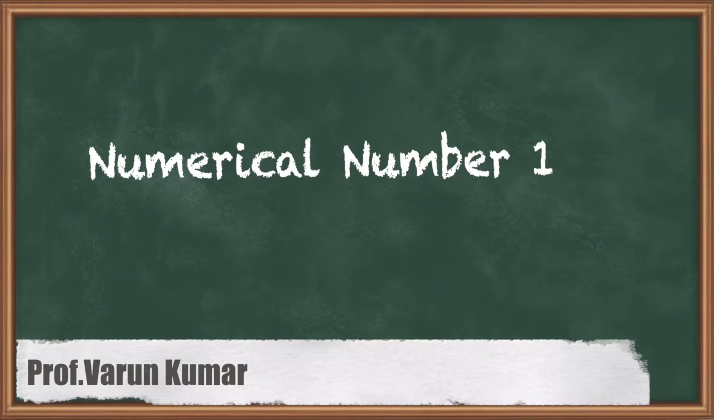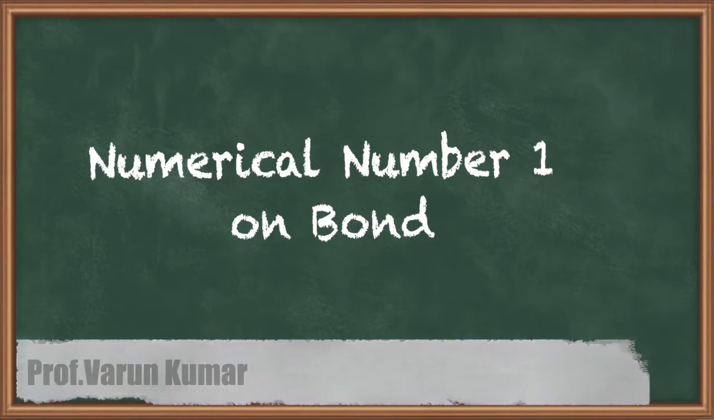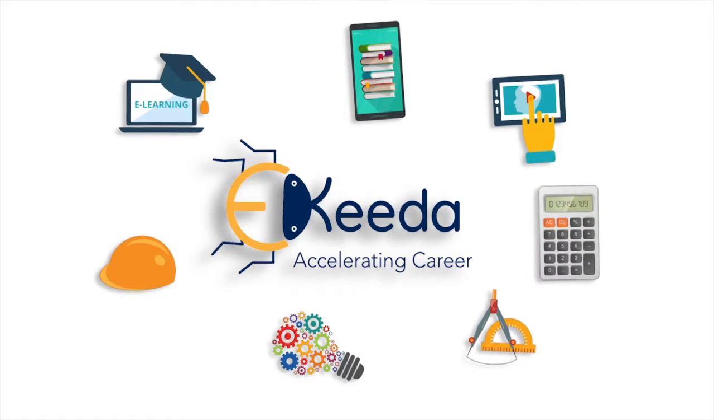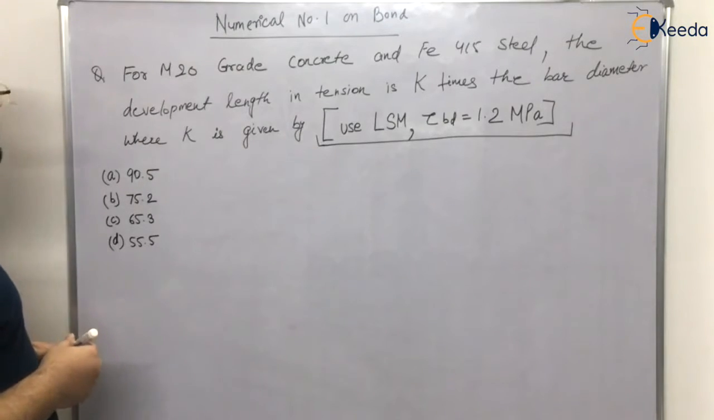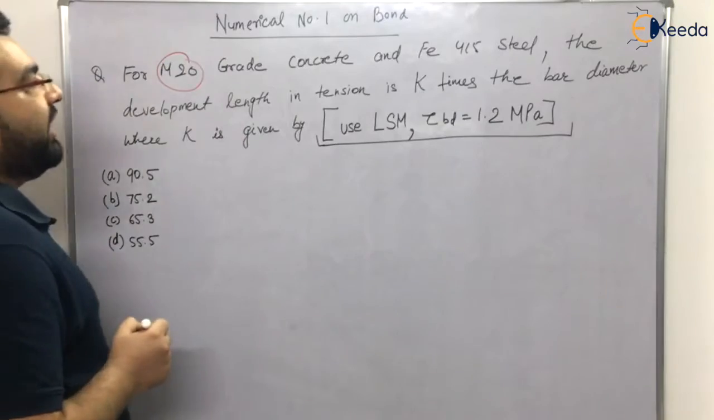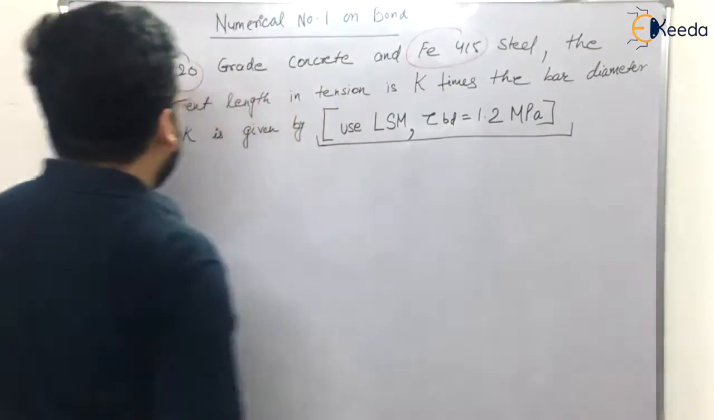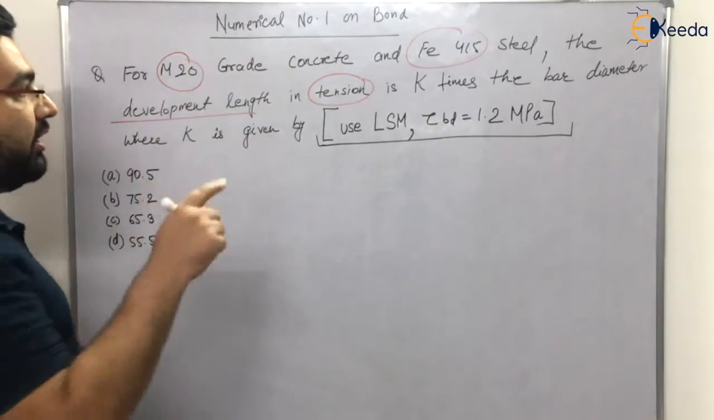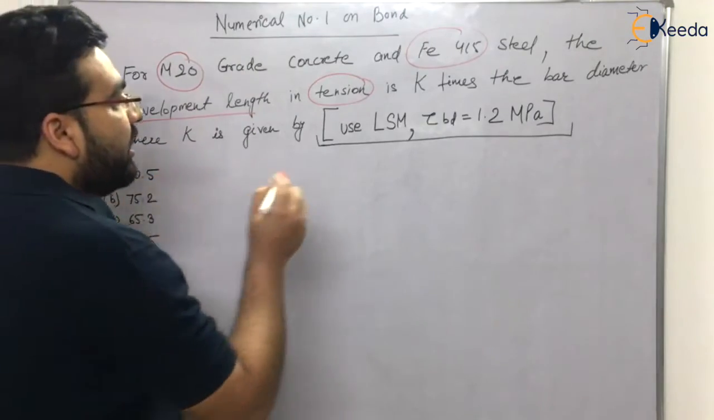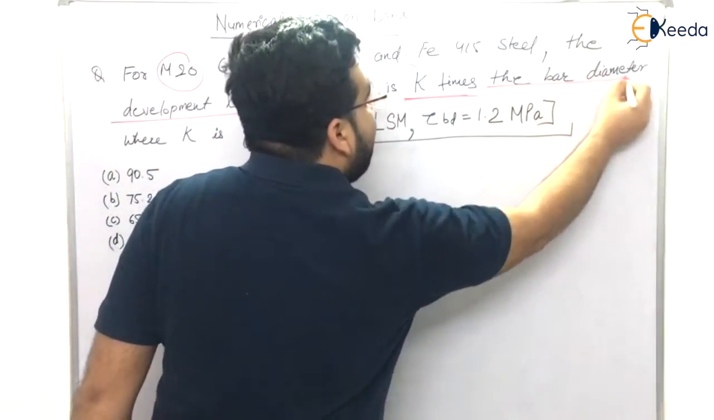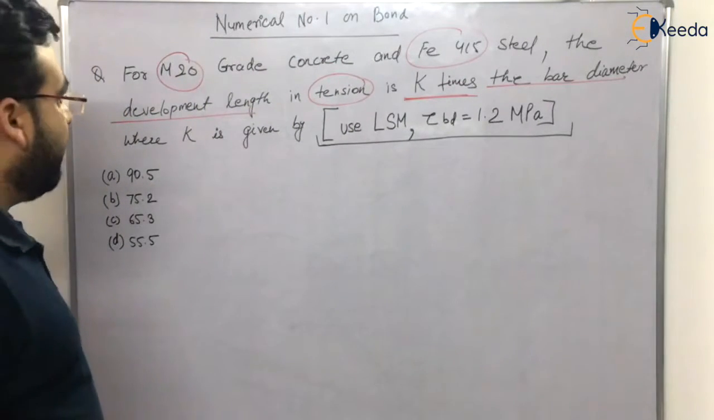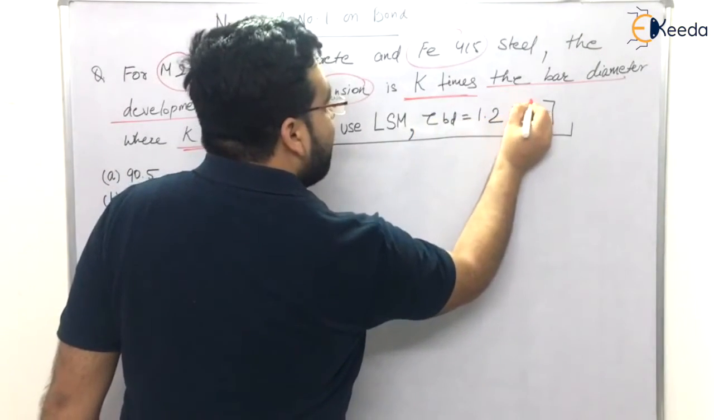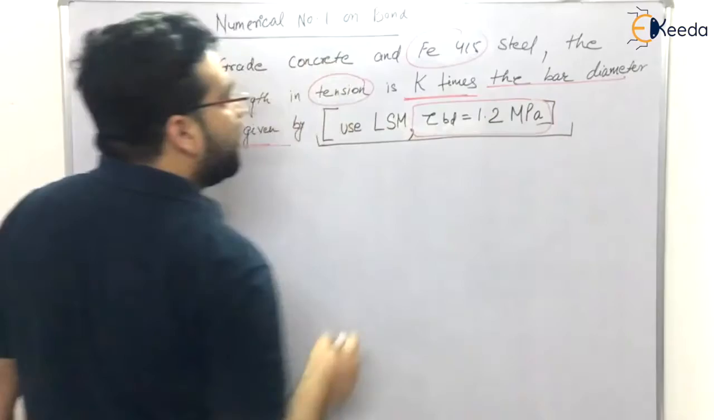So students, in this lecture I will be solving numerical number 1 on bond. So what does it say? It says that for M20 grade concrete and Fe415 steel, the development length in tension, not compression, tension. For compression it increases by 25%. It is K times the bar diameter, where K is given by, use LSM, and tau BD is given to you as 1.2 megapascals or 1.2 Newton per mm square.